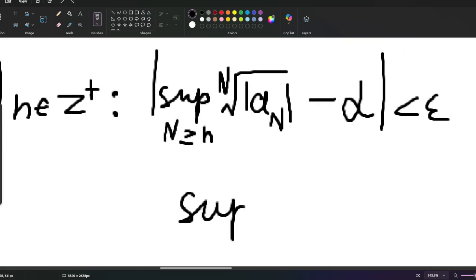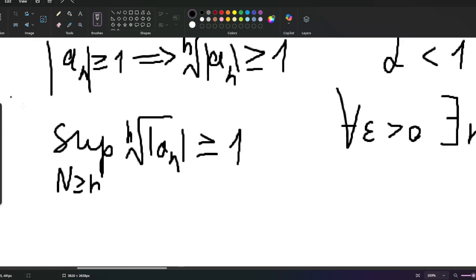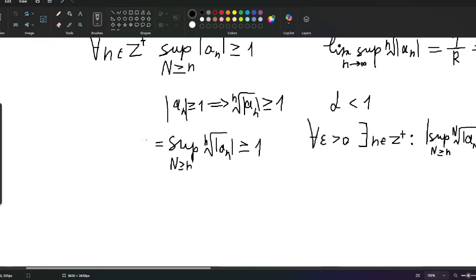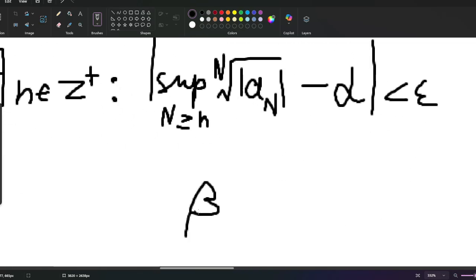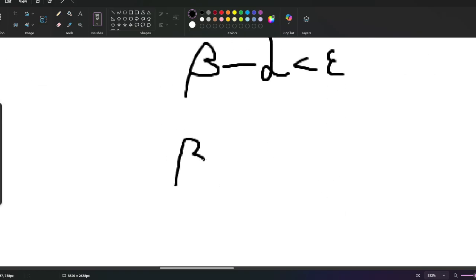What we'll have here is, actually, let's call this supremum beta. So beta minus alpha is less than epsilon. Beta is less than alpha plus epsilon.